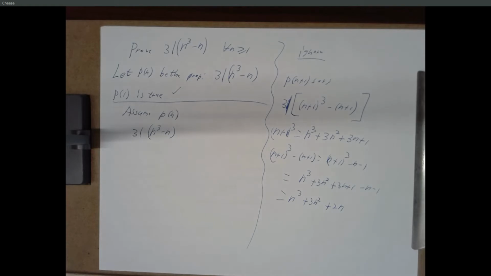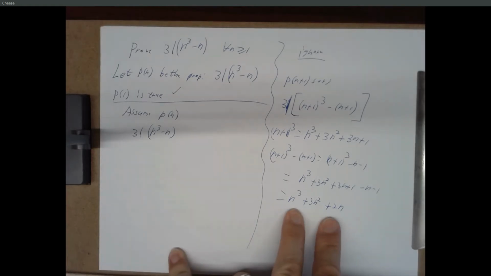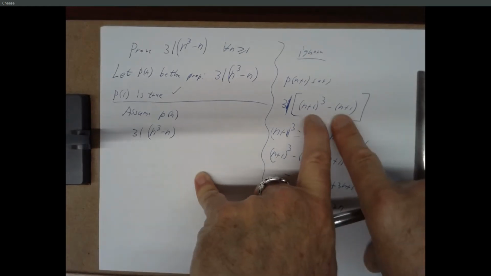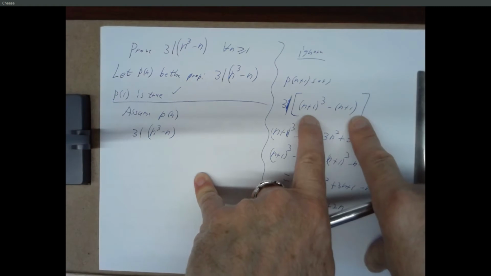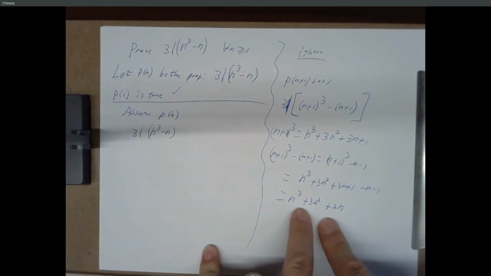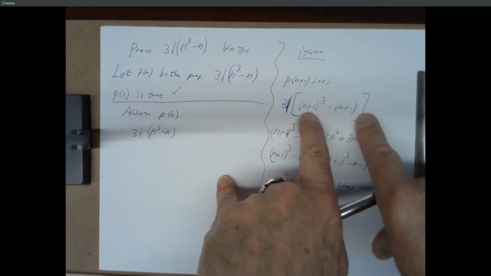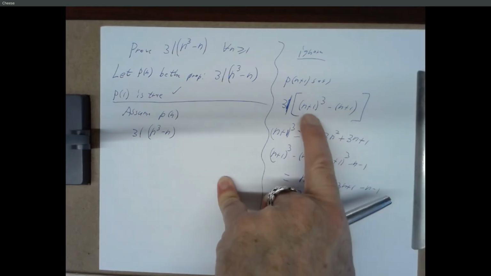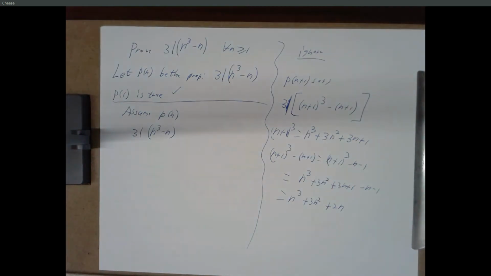If we can show that this is a multiple of 3, then we can show that this is equal to (n plus 1) cubed minus (n plus 1) and show that this is a multiple of 3, because this is exactly the same thing as that. And then we can say, therefore, P of n plus 1 is true. And then we can wave the mathematical induction hammer and say, therefore, since P of n gives us P of n plus 1, P of n is true for all n.